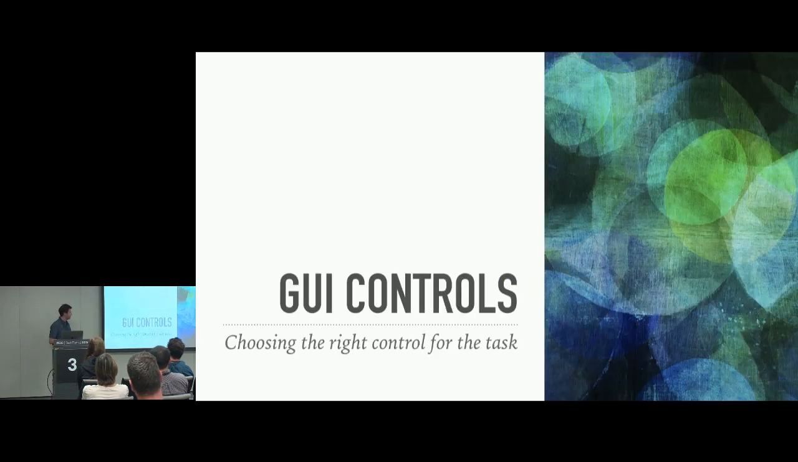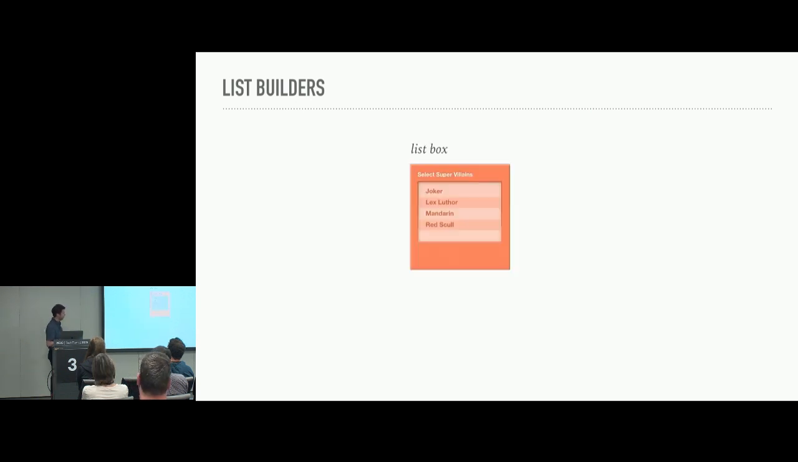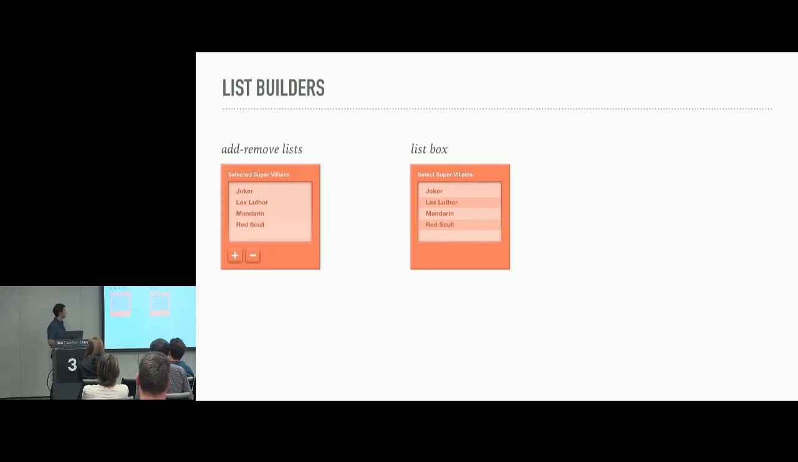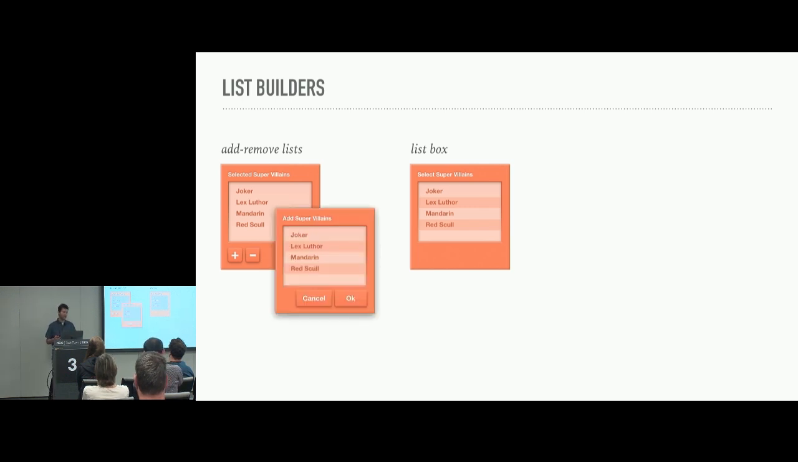So let's look at some hands-on examples of some UI controls. I just call this category list builders, different ways of selecting multiple elements. The most straightforward way is a list box. You click on things you want to select. You can take a step up. You have the add remove list. You see what you actually selected, but if you want to add something more, you click on the plus button and you can get up some new kind of dialog where you have new selections that you can add. This is what you see with file dialogs, for instance.